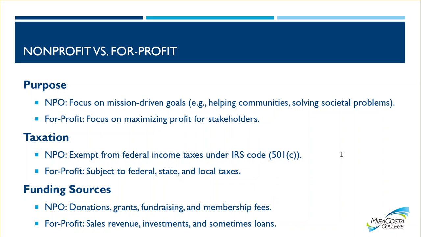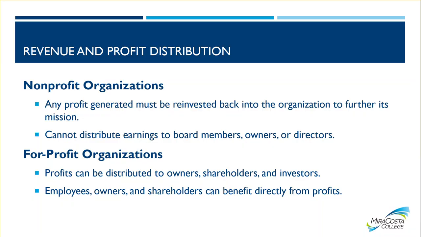Funding sources: nonprofits rely on donations, grants, fundraising, and membership fees. For-profits rely on sales revenue, investments, and sometimes loans. Revenue and profit distribution: for nonprofit organizations, any profit generated must be reinvested back into the organization to further its mission. It cannot distribute earnings to board members, owners, or directors. For-profit organizations, profits can be distributed to owners, shareholders, and investors. Employees, owners, and shareholders can benefit directly.